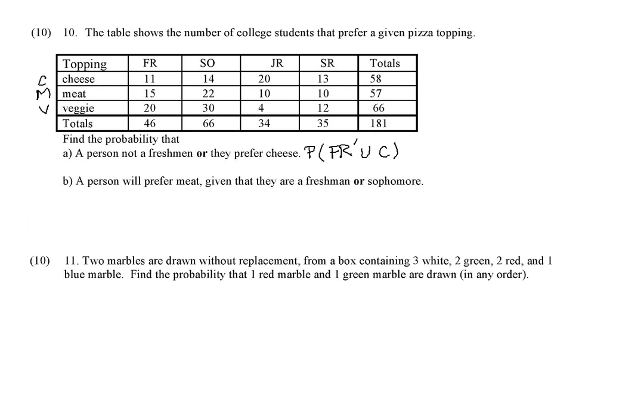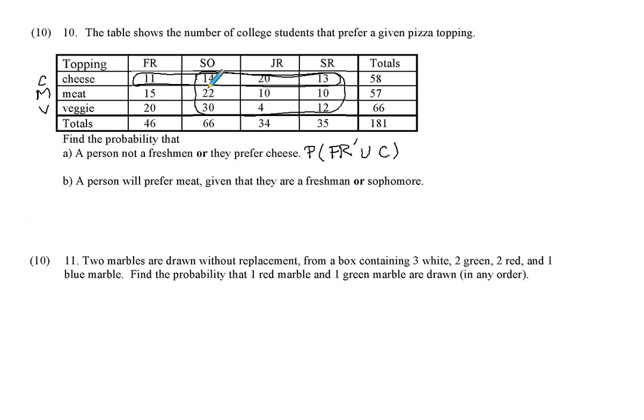People that are not freshmen are not in that first column, so we're either sophomore, junior, senior. That's these people here. Or they like cheese, so cheese is the first row here. Since we're uniting, we're going to put those two sets together. So we're going to take the 66, the 34, and the 35, and unite that with the 11 that did not already get counted. That's the easiest way to find that probability.